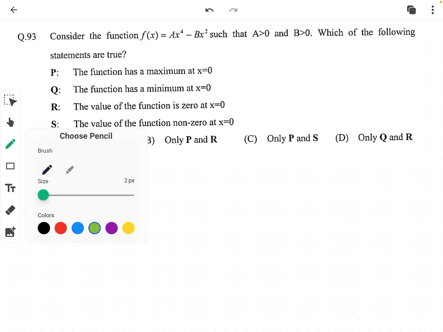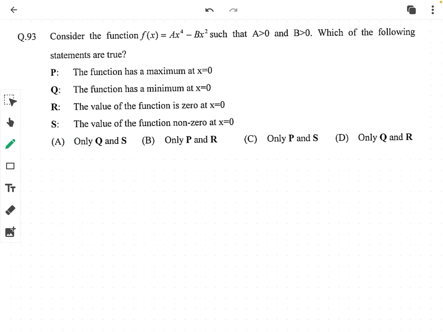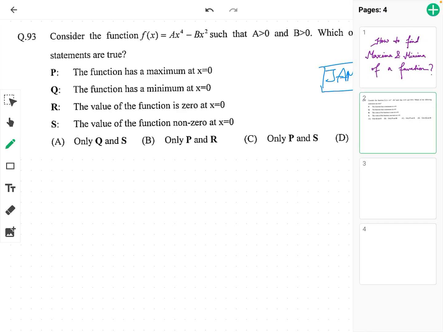So this question came in the year 2013 in the JAM Biotechnology paper. This is a question from JAM BT 2013. Now, before solving this, I would like to discuss the basic things about maxima and minima.